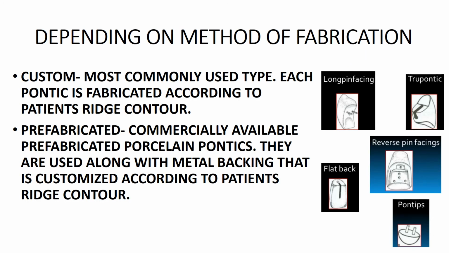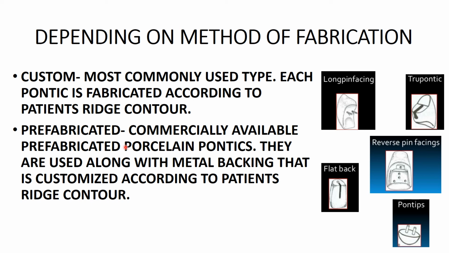And the last classification is depending on the method of fabrication. So it can be custom or it can be prefabricated. The custom one is the most commonly used type of fabrication. Now each pontic is fabricated according to the patient's ridge contour. So basically we are using this custom type of fabrication method only for the pontics. And the prefabricated ones are the commercially available prefabricated porcelain pontics.